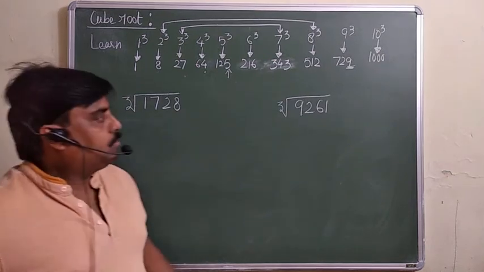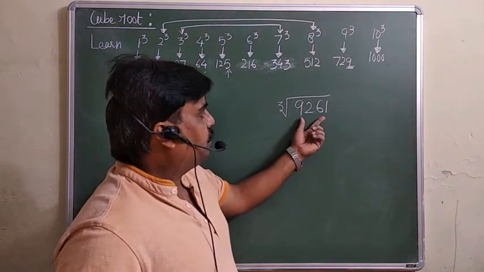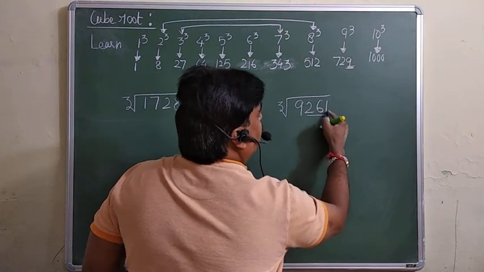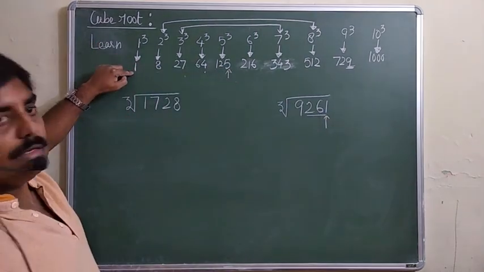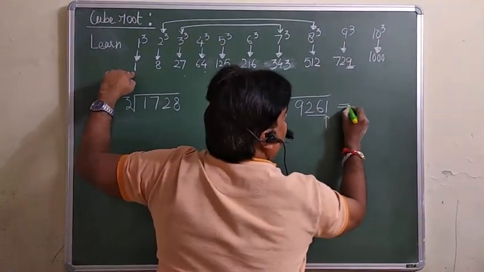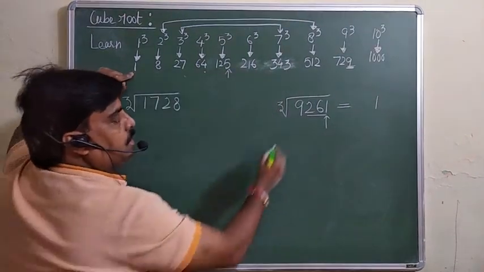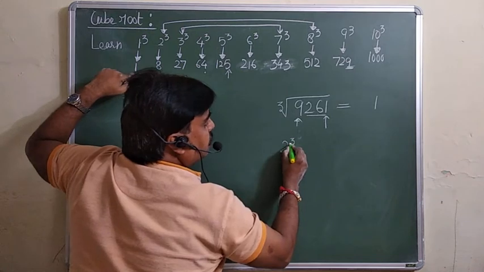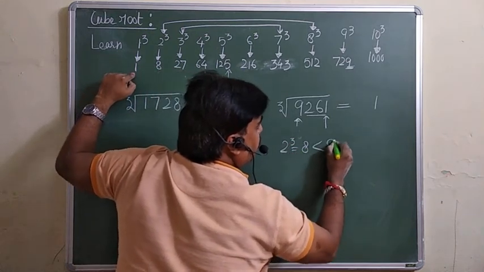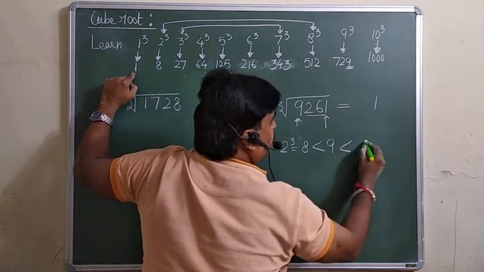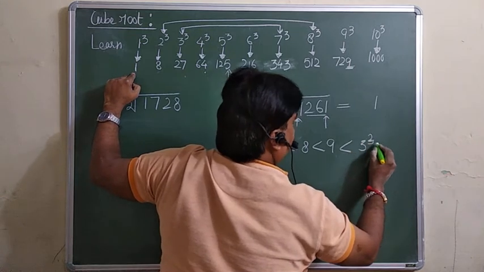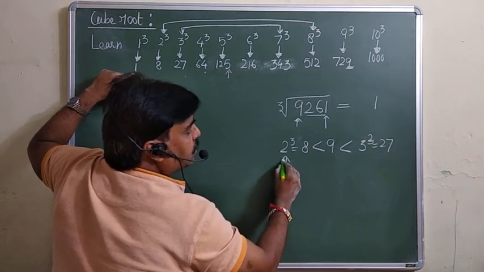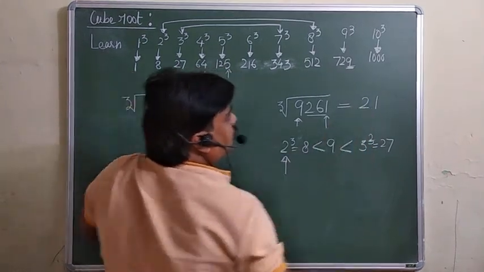Yes, one more number. Here you want to find the cube root of this number. Same: the first 3 digits, see the unit place digit, 1. Which number's cube gives 1? The cube of 1. It means definitely your unit place digit will be 1. Now between which two numbers' cubes does this number lie? 2 cube is 8, which is less than 9, and 9 is less than the next, 3 cube, that is 27. It means the smallest number will be here. So the cube root is 21.